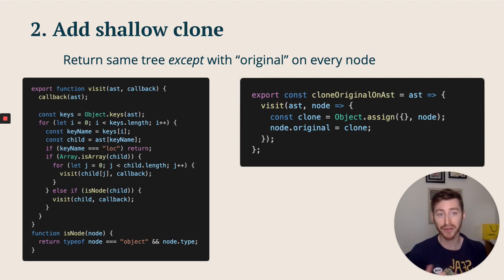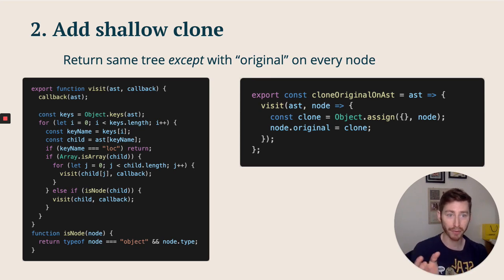So adding a shallow clone. First we're going to define a function called visit, as you can see on the left, with its job of traversing the tree and executing a callback function on every single node. So here we're going to be doing a depth-first search, as we mentioned before. So for every node, it's going to execute the callback.